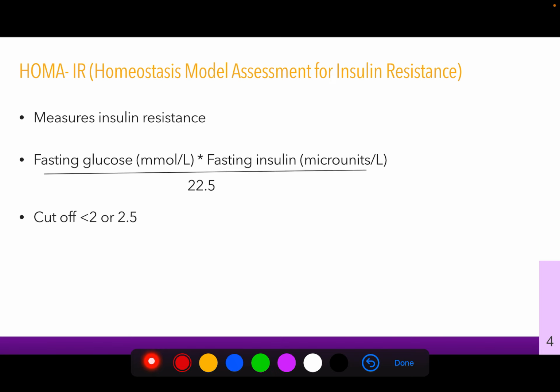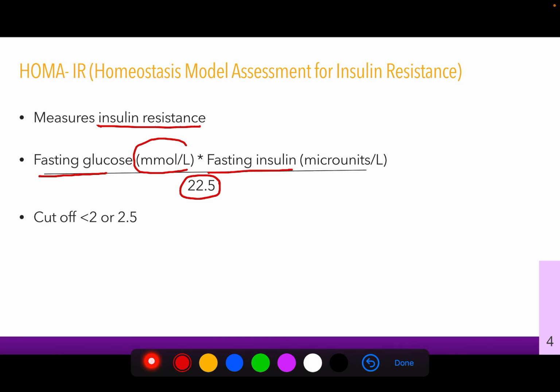The basic concept of this is, in normal individuals, if the glucose levels are low, the insulin levels are also low, right? But what happens in insulin resistance? To maintain the same range of glucose, the patient will now need higher insulin levels. Here what is done is it measures the insulin resistance. So you will multiply fasting glucose level with fasting insulin level and divide it by 22.5.